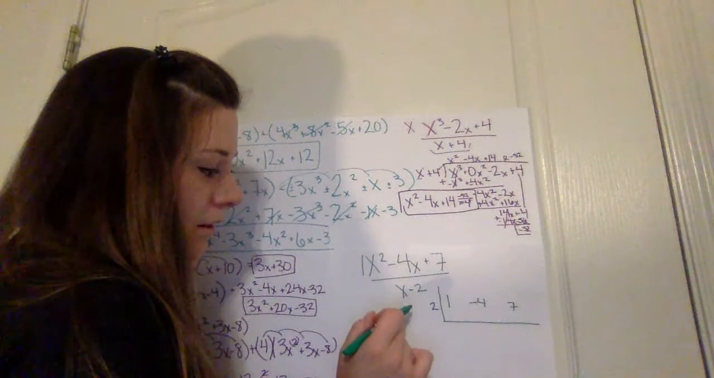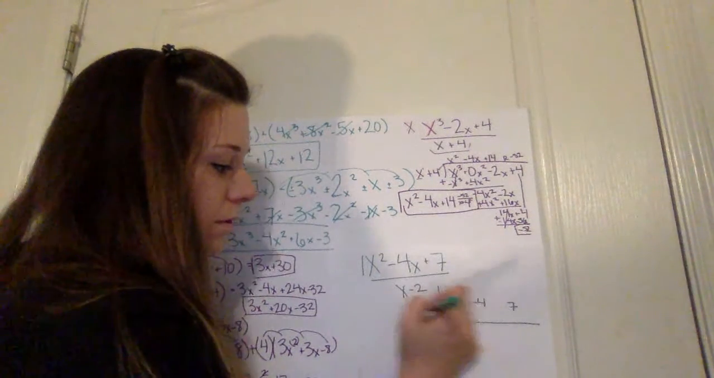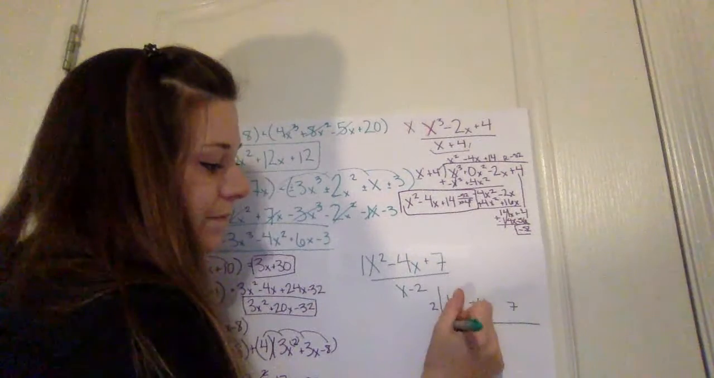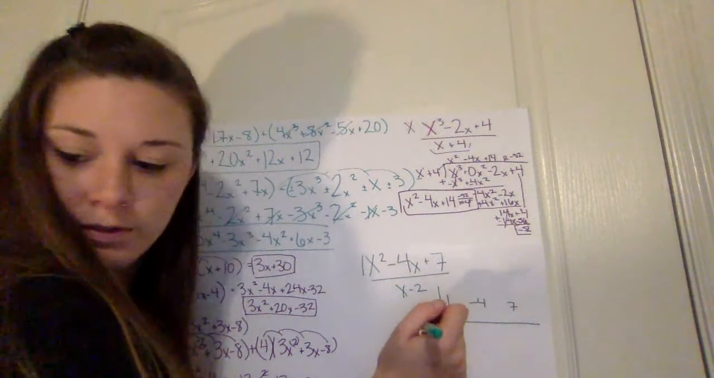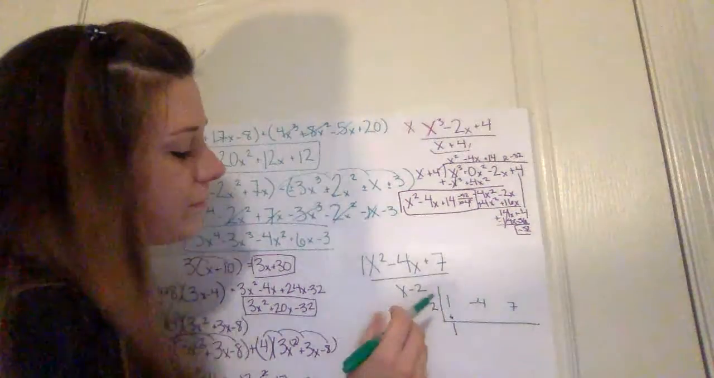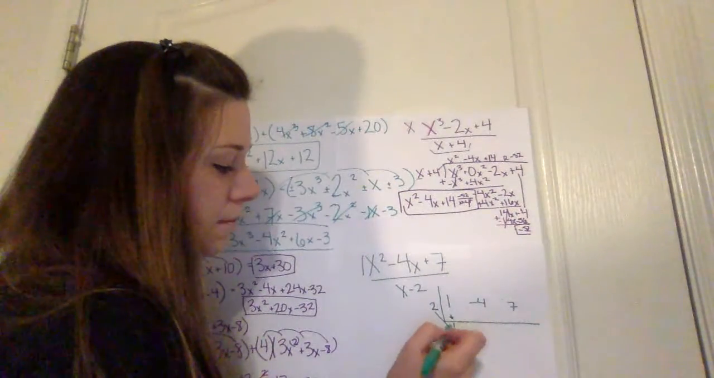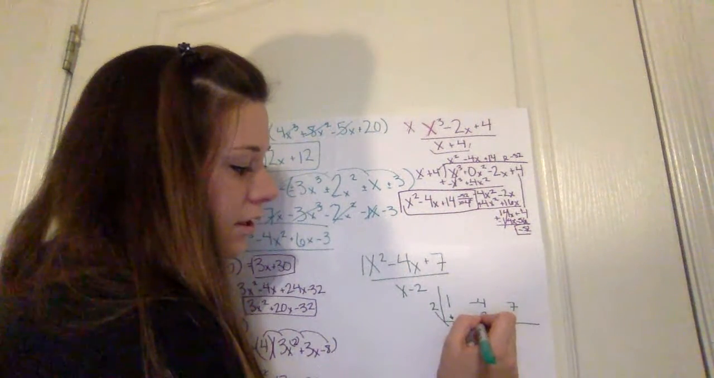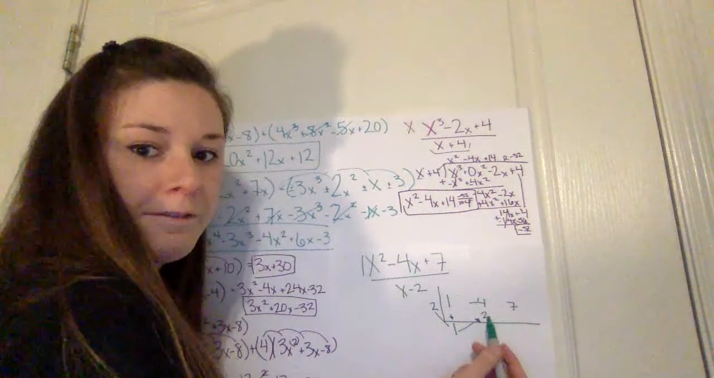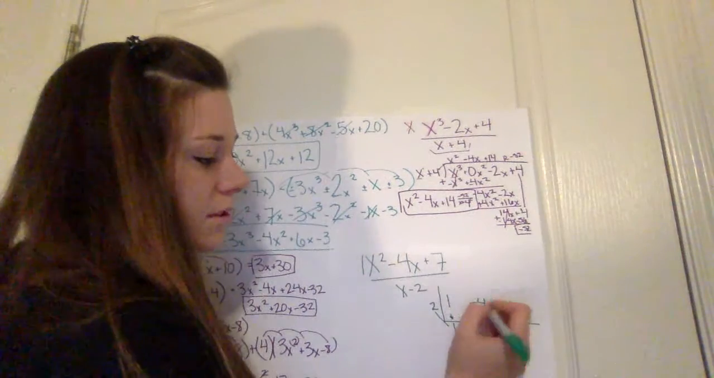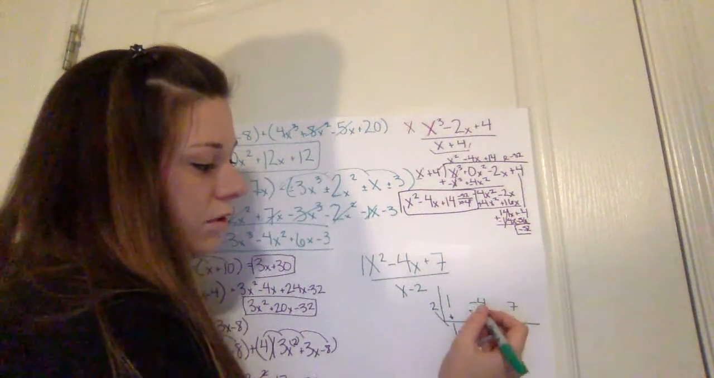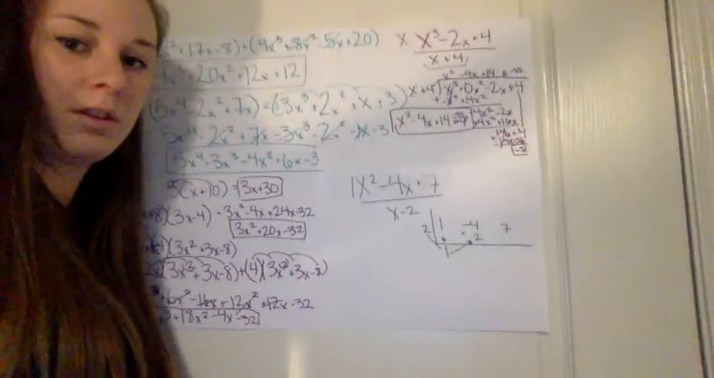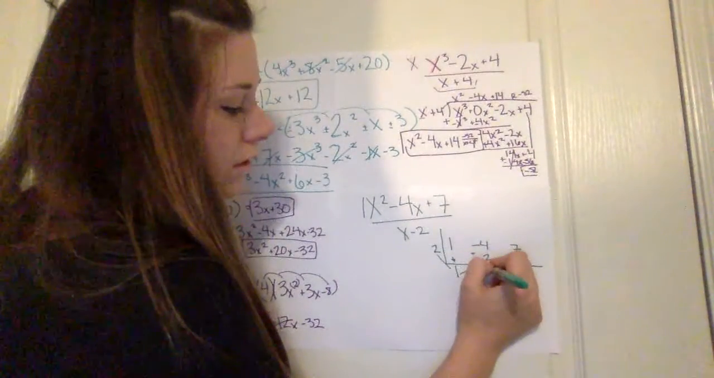So what we're going to do first is bring down this 1 here. Then we're going to multiply 2 times 1 is 2. And we move it over here to the next row. So then we have negative 4 and positive 2. We're going to add these vertically. So negative 4 plus 2 is negative 2.